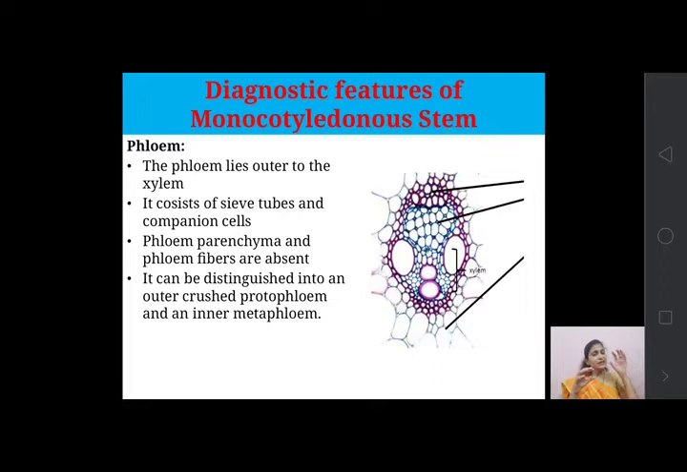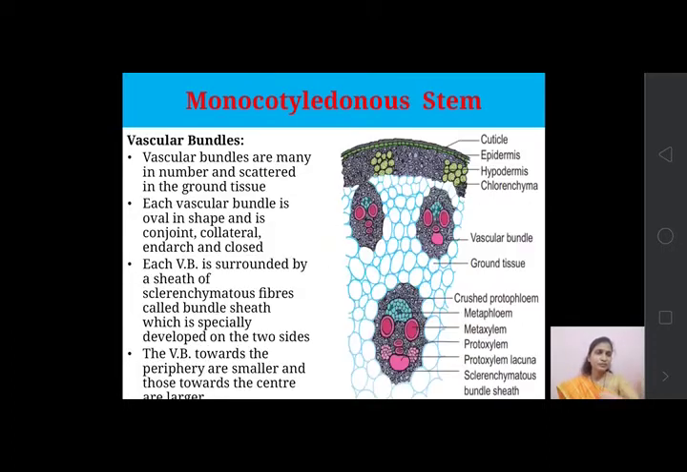Now in that ground tissue, many vascular bundles are scattered here and there. Some of the vascular bundles are present towards the peripheral side, and some are present towards the center side. The peripheral vascular bundles are smaller in size, and the central vascular bundles are larger in size. The vascular bundles are conjoined, collateral and closed type.